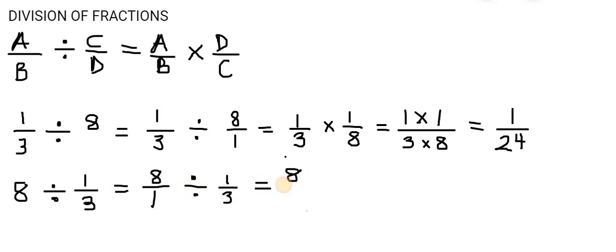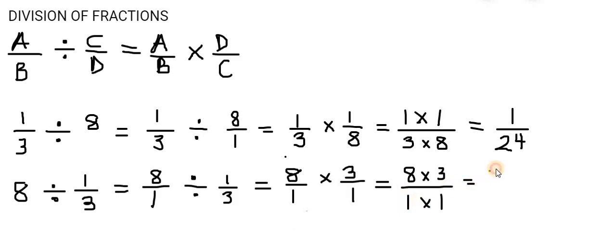Now, 8 over 1, change the sign to a multiplication sign, flip the second fraction, that's 3 over 1. As a result, that's 8 times 3 over 1 times 1. 8 times 3, 24, 1 times 1, 1. So 24 over 1, which you can also write as just 24 as a whole number.